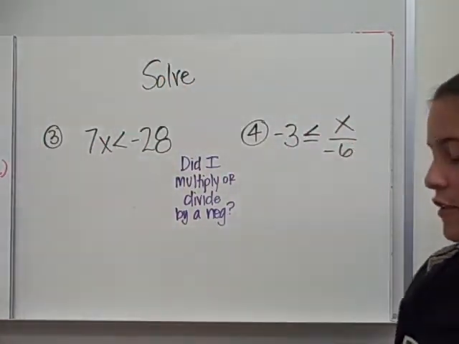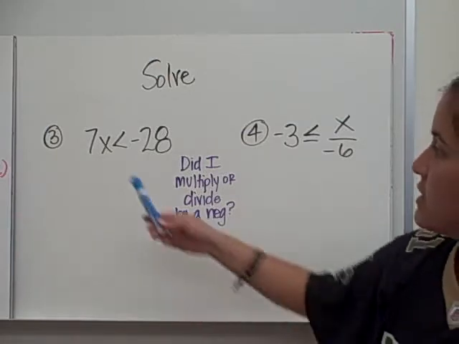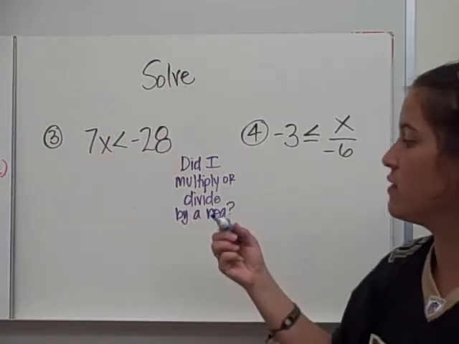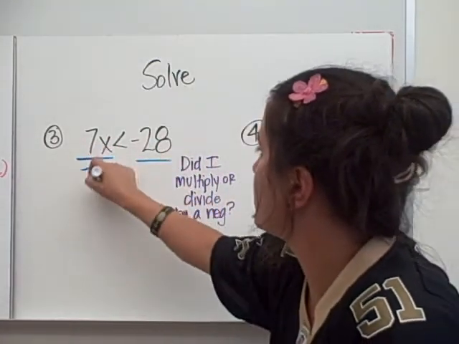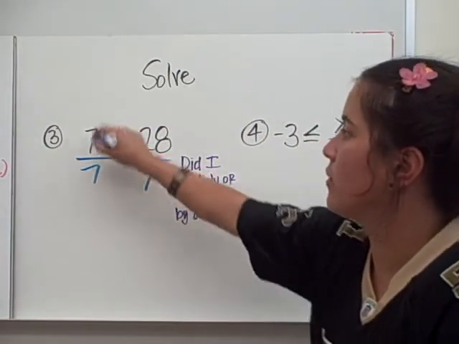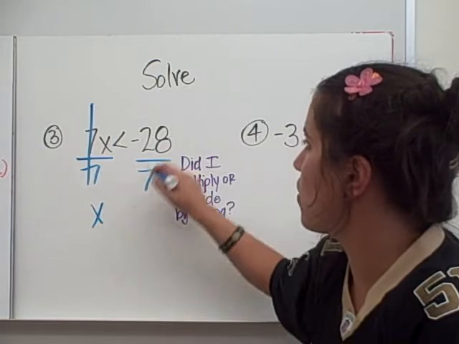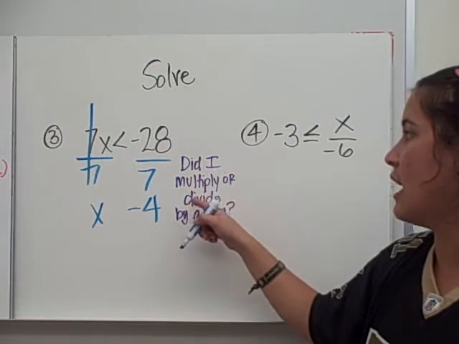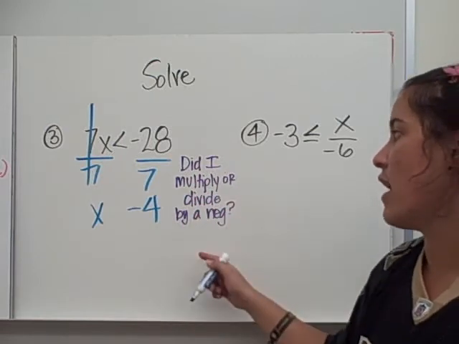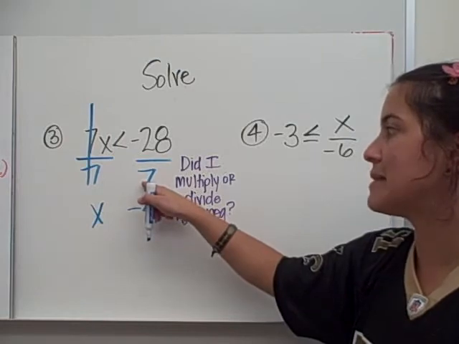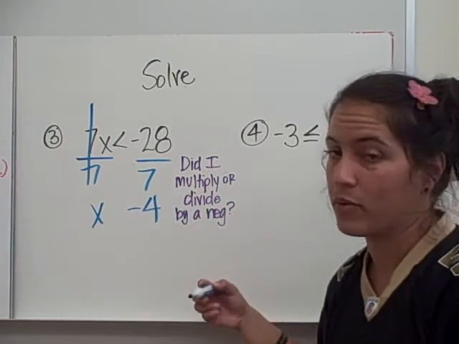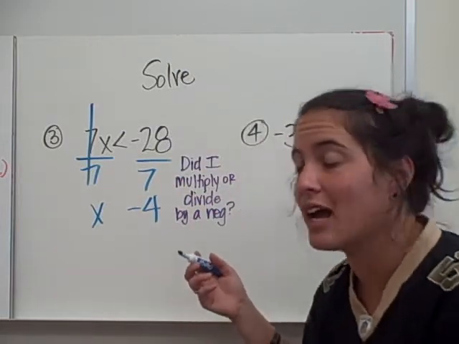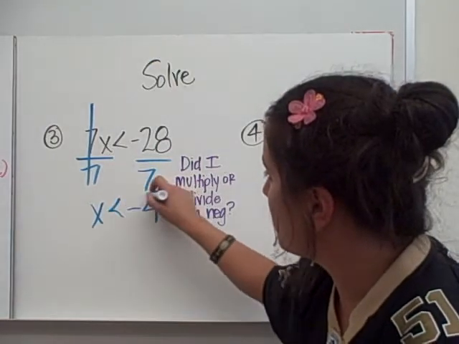So let's work out a few together. Number 3, 7x is less than -28. I need to undo multiplication with division, so I'm going to divide both sides by 7, because that's what's with my variable. 7 divided by 7 is 1. -28 divided by 7 is -4. And my question is, did I divide by a negative? I divided both sides by 7. Is that negative? No. Yes, the 28 is negative, but I didn't divide by a -28. I divided by a 7. So my symbol stays the same.